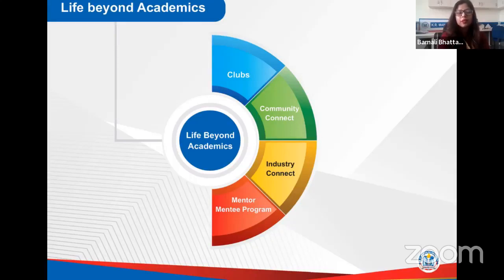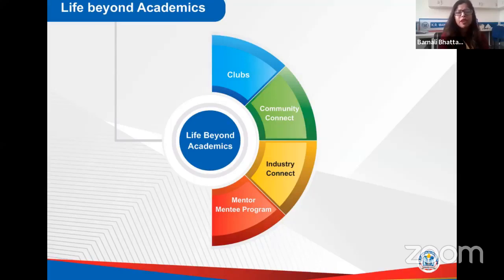We already have industry connections with the industry giants. We have already mentioned this. We have collaborations with IBM, Siemens, and various industries, where the students get lots and lots of exposure to what is happening globally, so that they can go beyond after they complete their graduation. We have Community Connect. We directly go and do outreach programs in the villages.